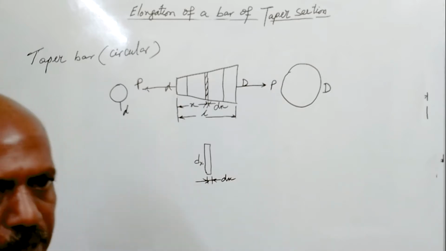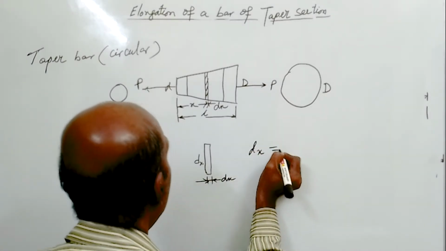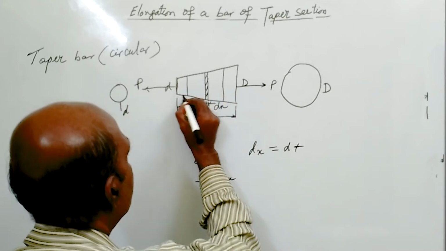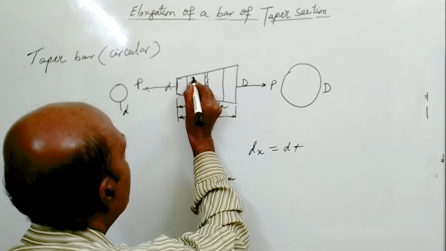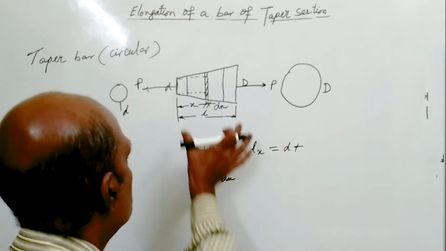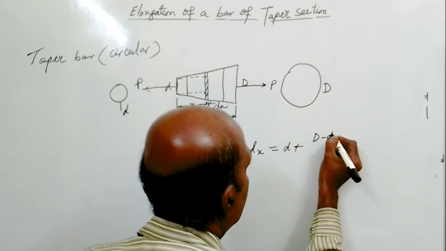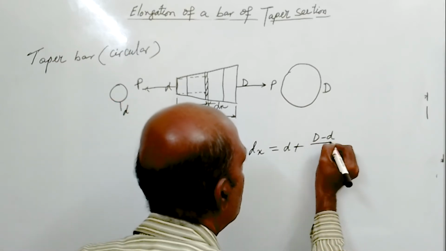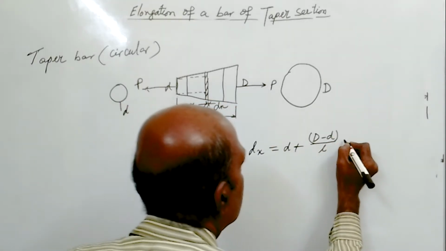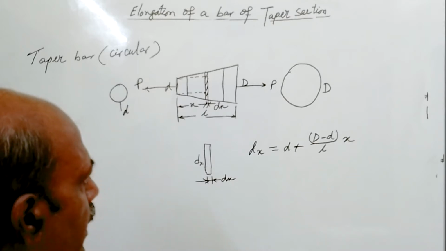Now we will find what is d of x. d of x is given by small d plus some increment. What is the increment in diameter? This much is the increment at distance x from the left end. The total increment from this end to this end is capital D minus small d over a length L. So per unit length, the increment is (D minus d) by L, and for length x, d of x is small d plus (capital D minus small d) by L into x.